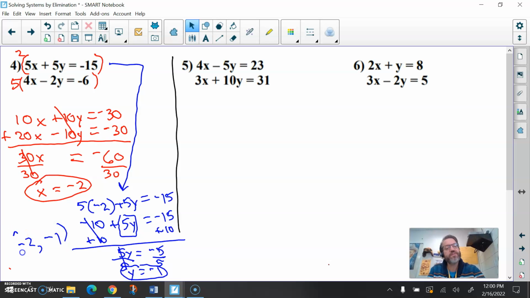I'll put those in parentheses. That's my solution to this system of equations. In both equations, if you put negative 2 in for x and negative 1 in for y and solve, you'll get a true statement. Okay?